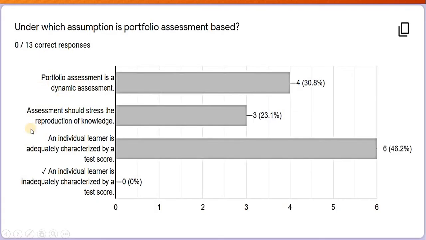Assessment should stress the reproduction of knowledge. Not really. An individual learner is adequately characterized by a test score. It says adequately characterized by a test score. This is pertaining to a pen and paper test. Well, it's not adequately characterized by that pen and paper test alone. So we have a better option here. It's inadequately characterized by the pen and paper test or by the performance base. That's why portfolio assessment is also being utilized.